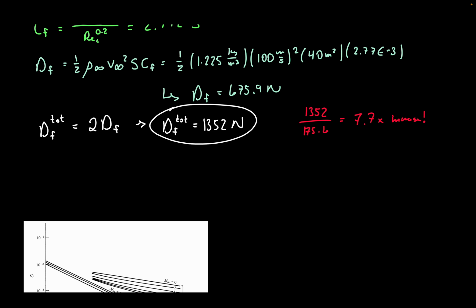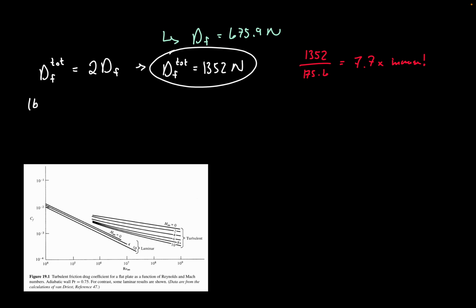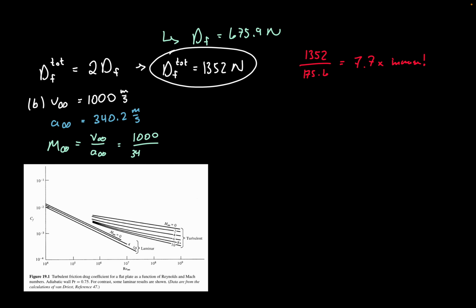So now we can start looking at B. For B, our free stream velocity is going to be 1,000 meters per second. And then a infinity is going to be the same because temperature hasn't changed, so we'll have 340.2 meters per second. But our free stream Mach number is certainly going to change. So we'll have V infinity over a infinity, 1,000 divided by 340.2, which gives us about 2.94.